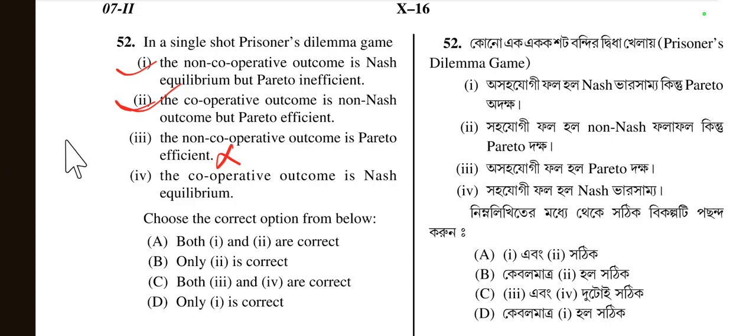Then come to option number 4, the cooperative outcome is Nash equilibrium. This is also false, because the cooperative outcome is not stable in a single shot prisoner's dilemma game, as each player has an incentive to defect for a higher payoff. So statements 3 and 4 are incorrect, and statements 1 and 2 are correct. So in question number 52, A is the right choice.